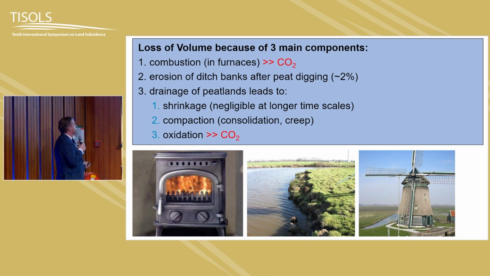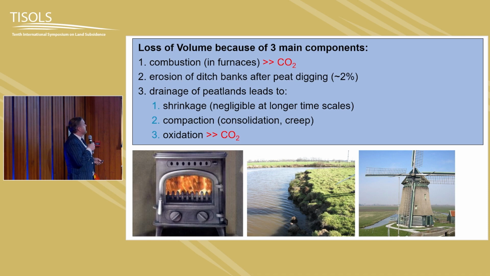that to CO2. The second one is erosion of ditch bank after peat digging. That happened quite a lot. For those from the Netherlands, the Haarlemmermeer is a great example of this. But it's only 2% of the area, so we didn't put too much effort into this. It's also questionable if this is a direct or an indirect human impact, and that was important for us, so we leave that out for the moment. And then the third one, of course, is drainage, and that leads to shrinkage, compaction, which I now combine as consolidation and creep, and oxidation. And we're after the oxidation part, so that will be a more complex element.